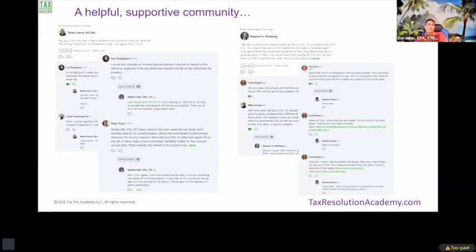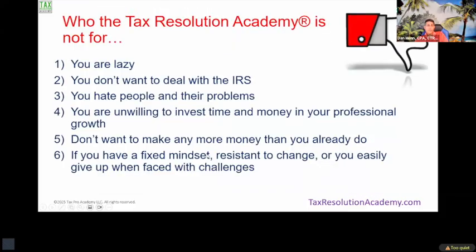You also get access to our supportive community. We use a platform currently called Mighty Networks, and Mighty Networks allows the members to post just like a Facebook post or Facebook community. I say it's like Facebook, but it's not, because you don't have all the other distractions of Facebook. It's a self-contained community. You come in here, you ask your question, and we have a lot of practitioners out there that are helpful and want to help you with your cases.